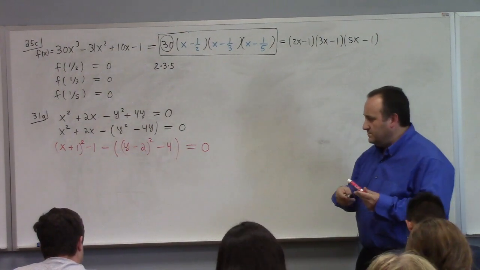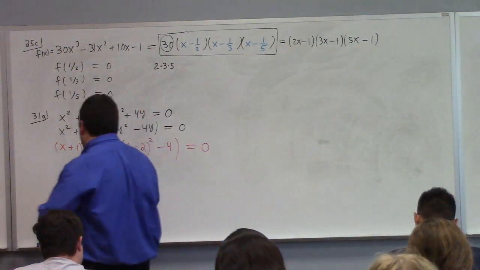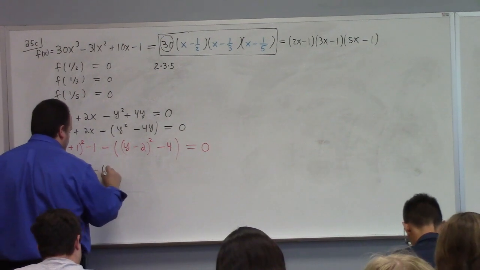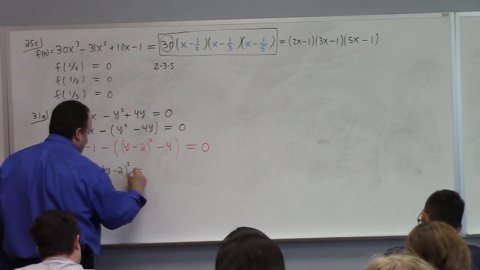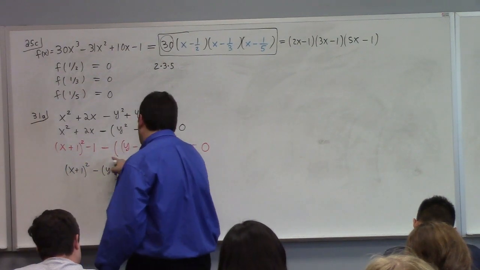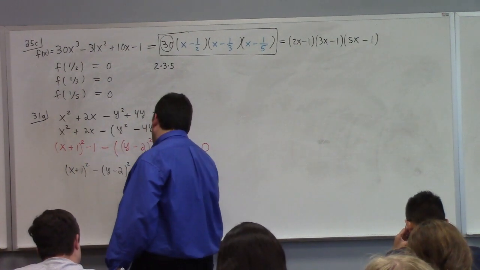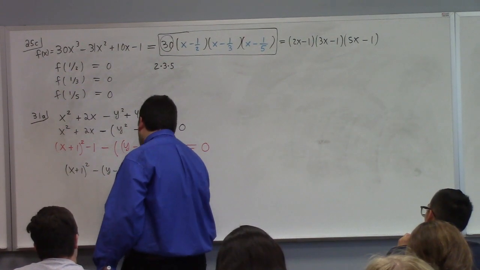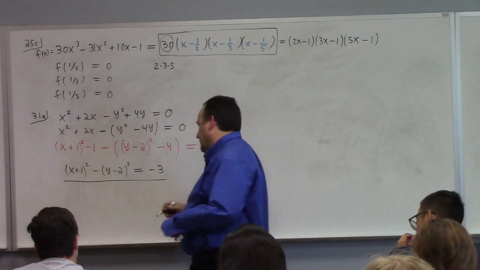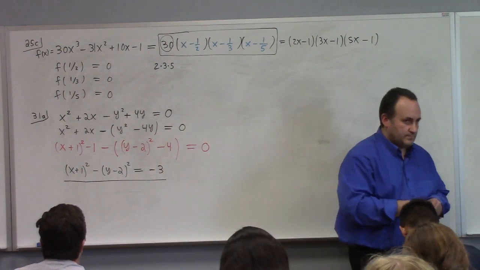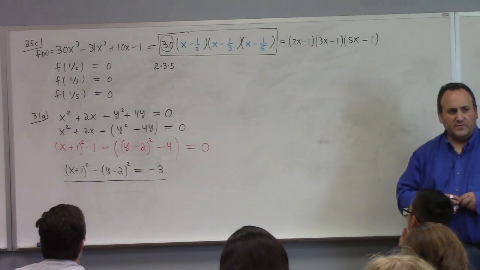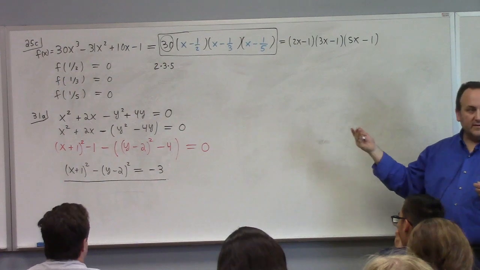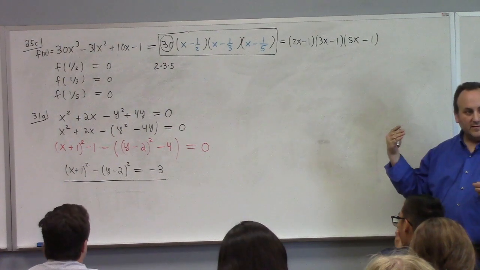So when I finish the algebra here, I have x plus 1 squared minus y minus 2 squared equals, well, 4 minus 1, which is 3, so when I put it to the other side, I get minus 3. So then the question is, is this the equation of a circle, an ellipse, a hyperbola, or a point?